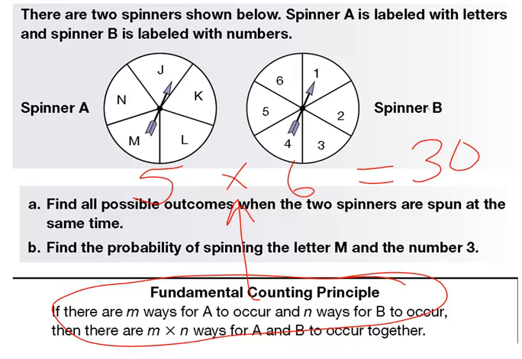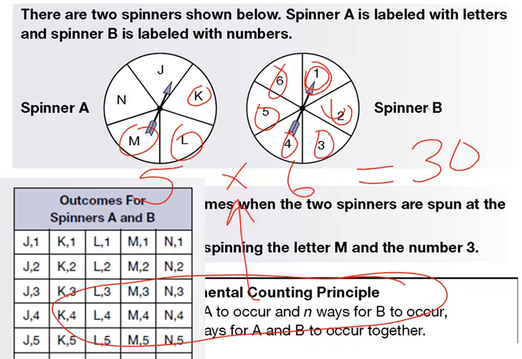We know that. So let's go to our question. It says, find all possible outcomes when the 2 spinners are spun at the same time. Well, that's going to be 30, but that's not listing them. So our possible outcomes would be J1, J2, J3, J4, J5, J6. K1, K2, K3, K4, K5, K6. L1, L2, L3, L4, L5, L6. M1, M2, and we're going to list all of those. And it's going to look like that. As you can see here, you've got 1, 2, 3, 4, 5, 6 by 5. You count all those up, you're going to end up with 30 outcomes.